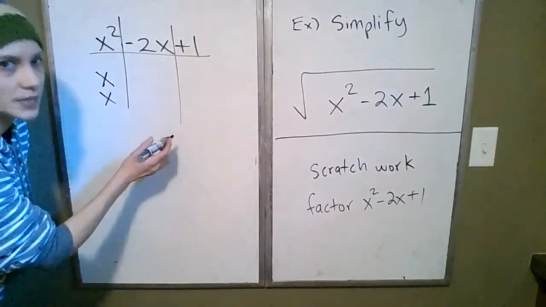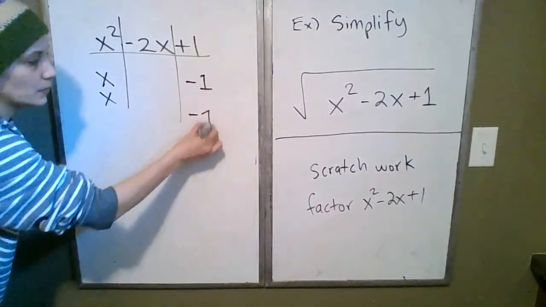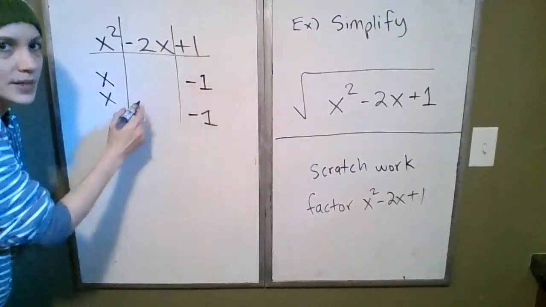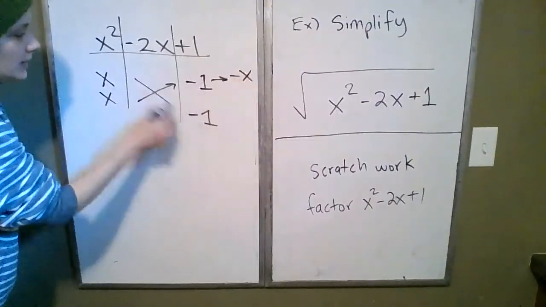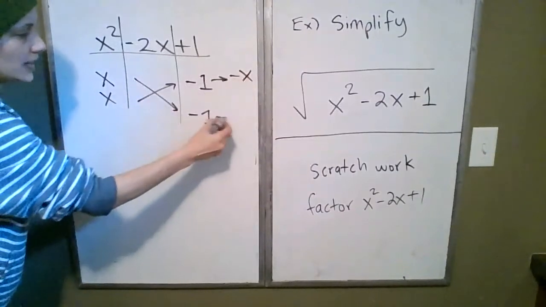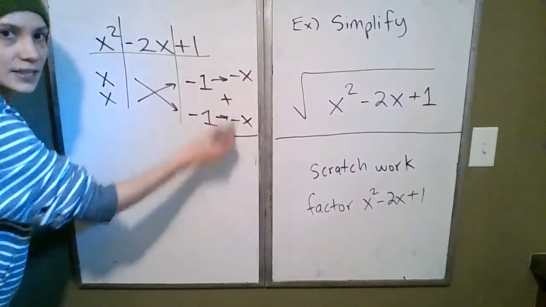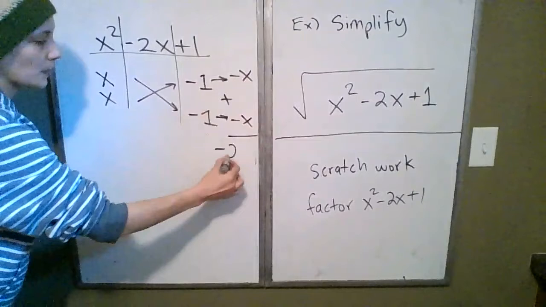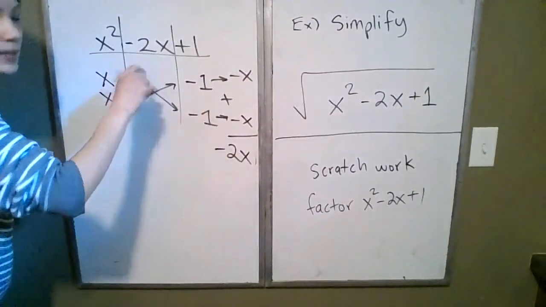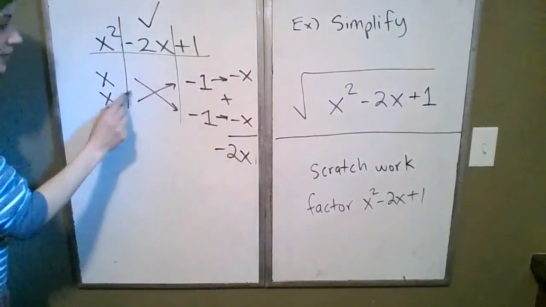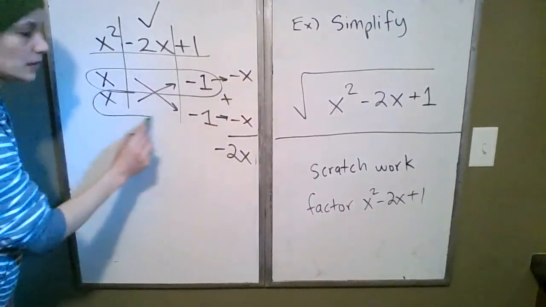So to save some time, I'm going to go ahead and jump to negative 1 times negative 1 is positive 1. And if I go across, I'll have a negative x. Add to x times negative 1 is negative x. And when you add the sides together, there's a negative 2x. And if you get a matching value to your middle term, then the factors are the top row multiplied with the bottom row.